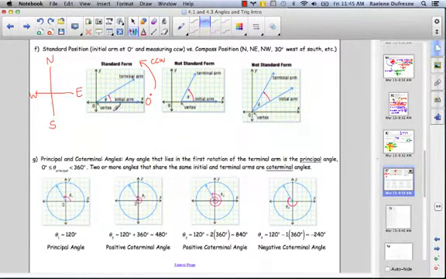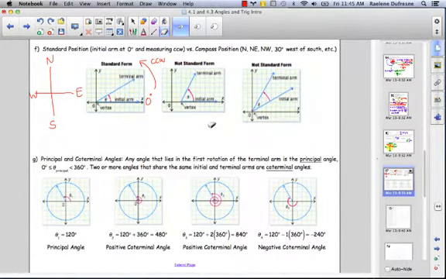Standard position or standard form looks like the first picture, but we have to make sure that the vertex of the angle lies at the origin, not off the origin, and we want to make sure that the initial arm is not any angle, but it's specifically along the positive side of the x-axis at an angle of 0 degrees.